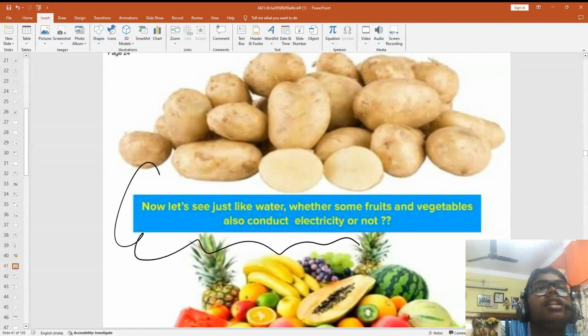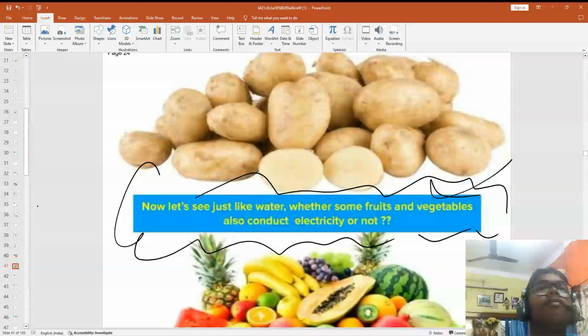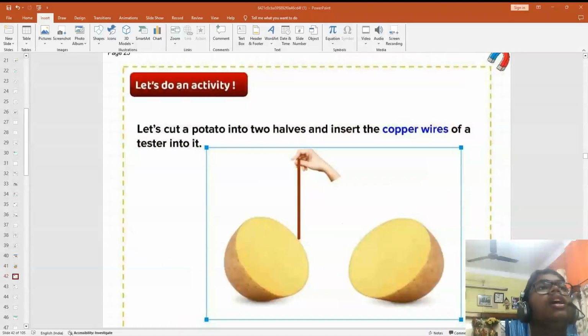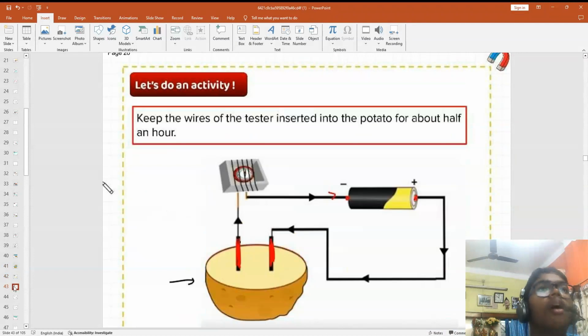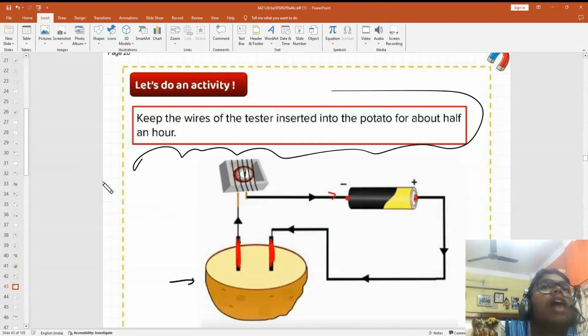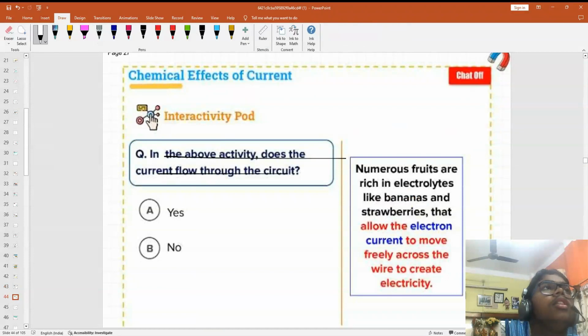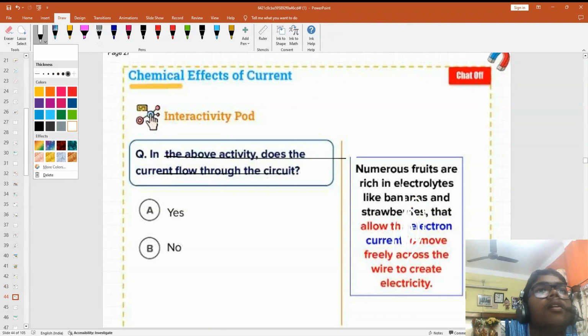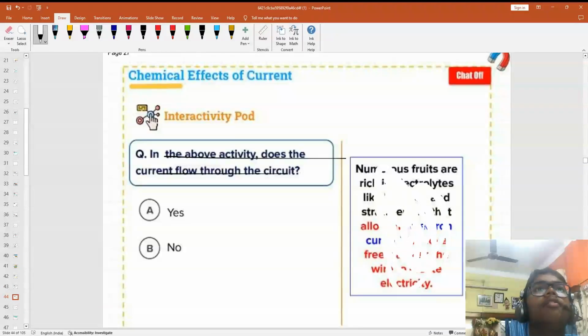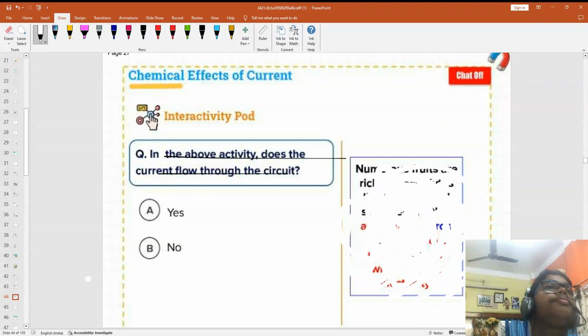So now let's see, just like water, whether some food and vegetables also conduct electricity. Now, if you cut the potato in half and insert the copper, what will you be seeing? Let's keep it for half an hour. Does the current flow? Yes or no?